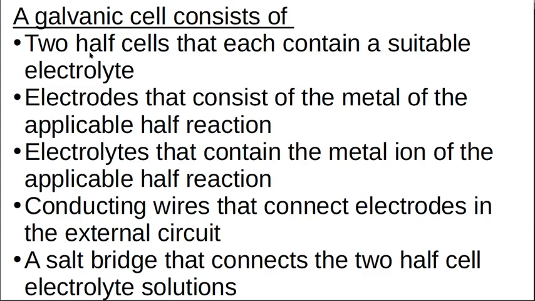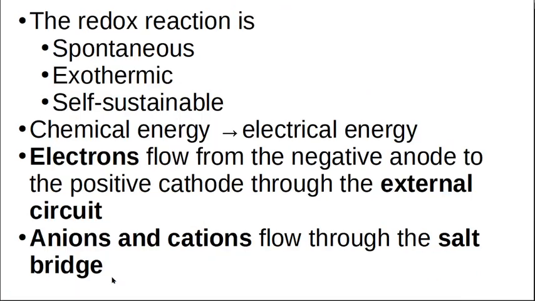So if your electrolyte is copper sulfate, you'll have a copper electrode. If your electrolyte is zinc sulfate, you'll have a zinc electrode. So, electrolytes that contain the metal ion of the applicable half reaction. Then conducting wires to connect electrodes in the external circuit. That makes sense: if we want a flow of electricity, we need a conductor. And then the last thing is the salt bridge. They love to ask you in diagrams, what is this? And it's the salt bridge connecting the two half cells.